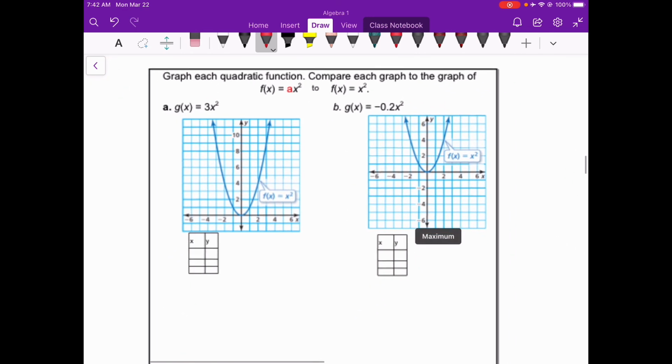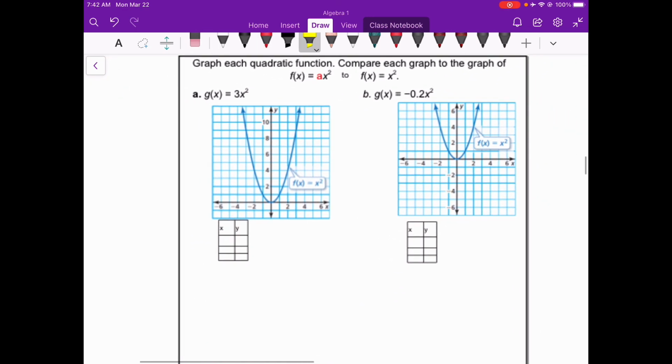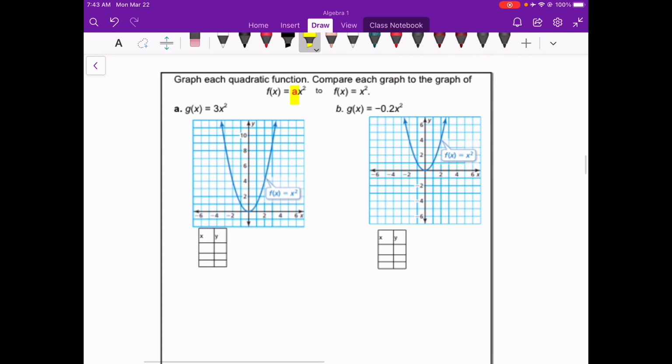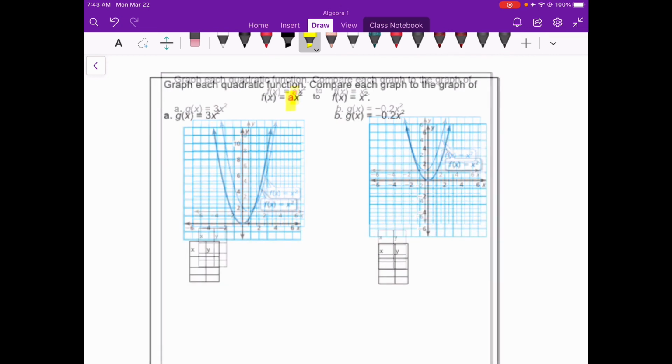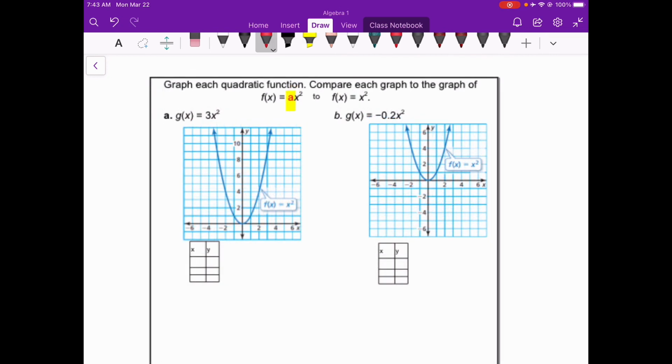Okay, now let's talk about the a value of our graph. This a value right here tells us about how wide or narrow the graphs are. So in this case, they're asking us to compare it to the x² graph. They're giving us the x² graph. They're pointing it out. That's the original graph. We call it the parent function.